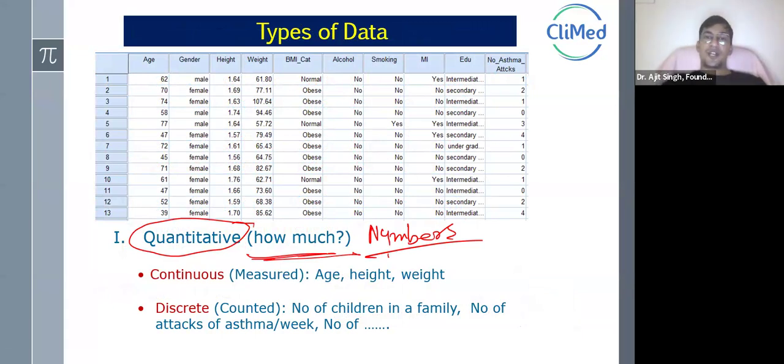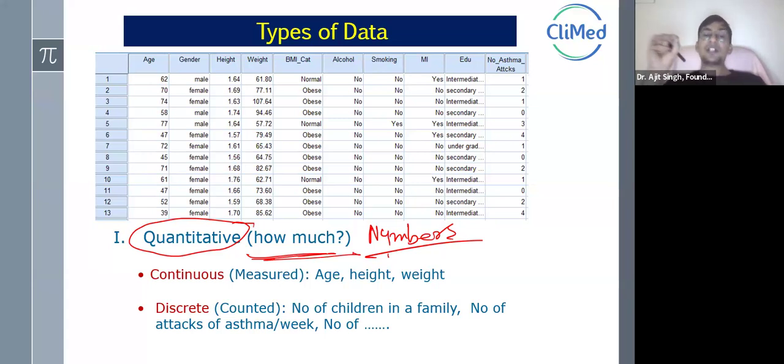1, 2, 3, 4, 5, 10, 15, 20, 150, 150.5, 20.4, whatever. How much is there, we can either count or measure it. Quantitative means there is a number. I mean, the number is everywhere.